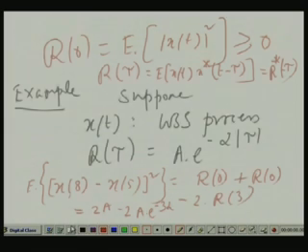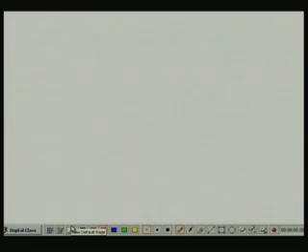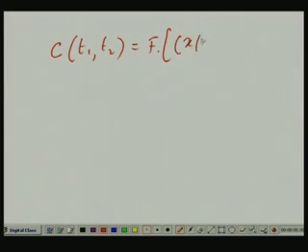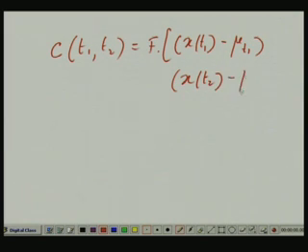This was correlation, and there is an equally important concept called covariance. Covariance C(T1, T2) means E of x(T1) minus mu(T1), this is a general definition, x(T2) minus mu(T2) star.